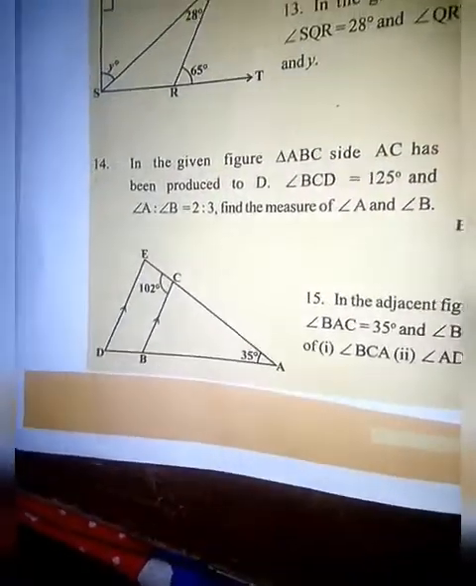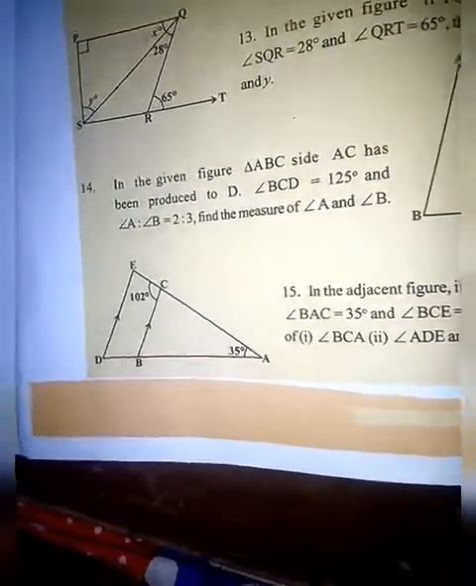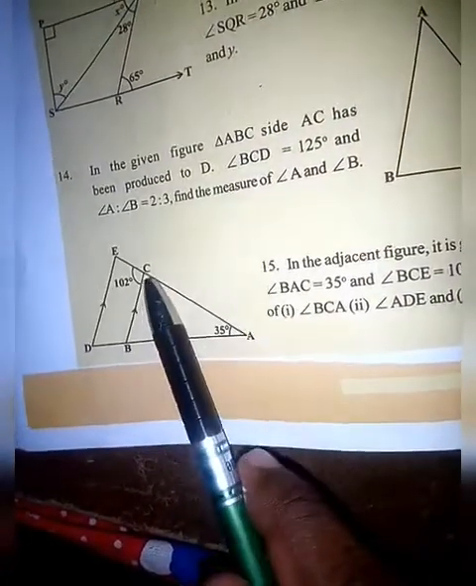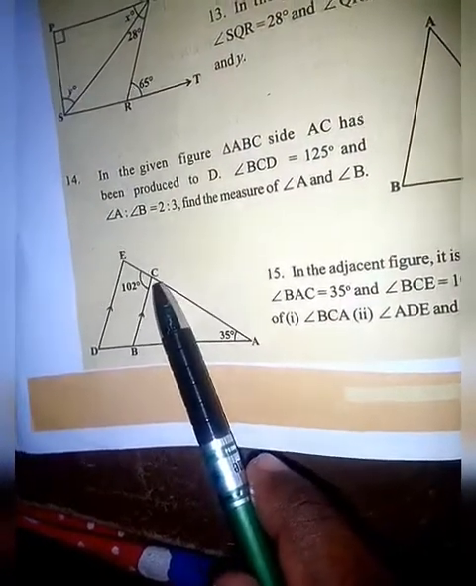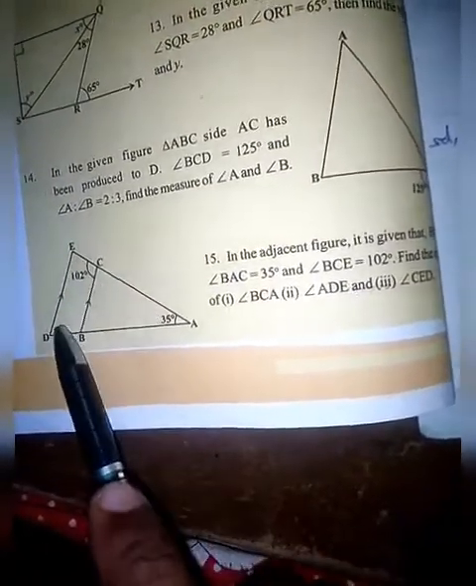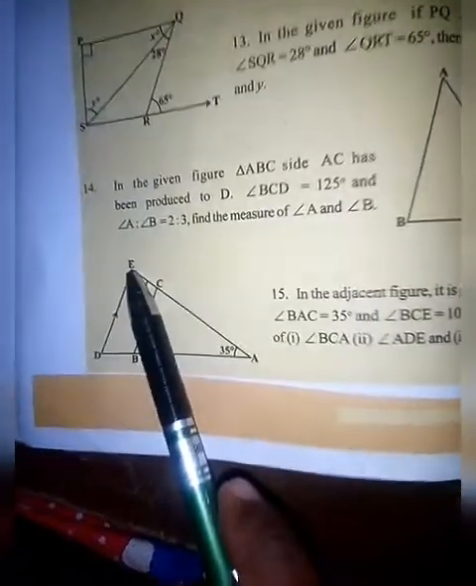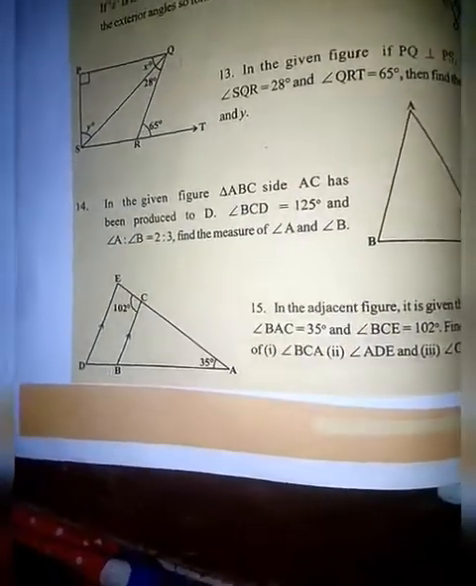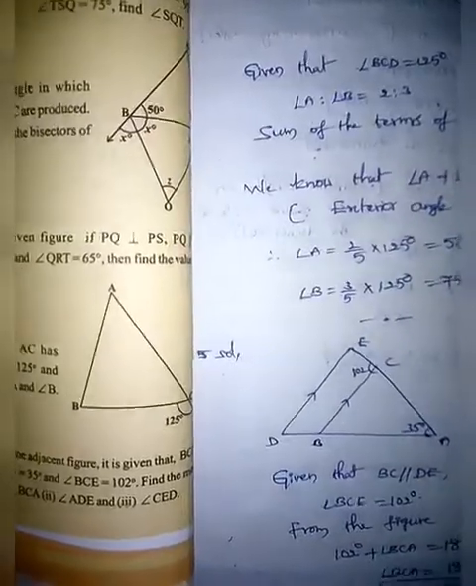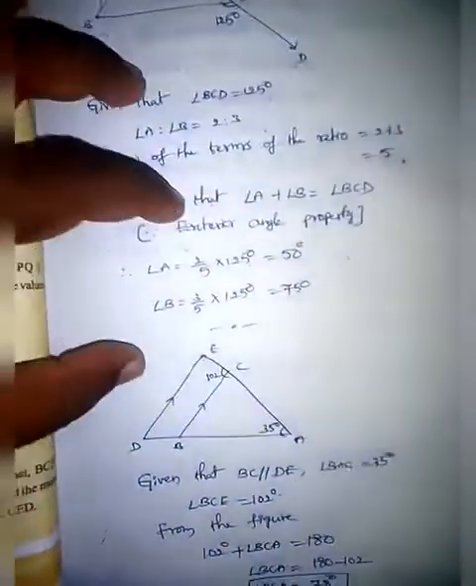So look at here, where is the angle BCA? Yes, BCA. We have to find angle BCA and we have to find angle ADE. So where is ADE? We have to find this angle, and similarly we have to find angle CED. So we have to find this one also. Okay. So watch the solution.